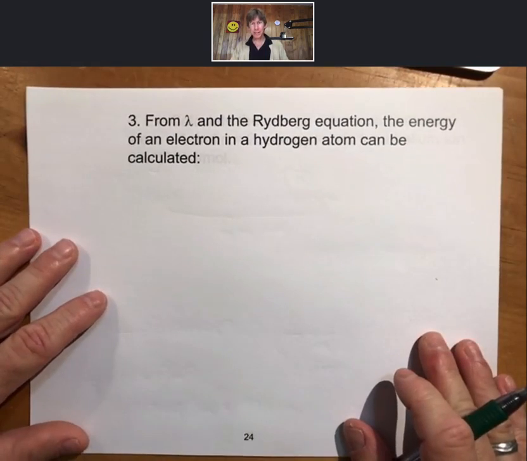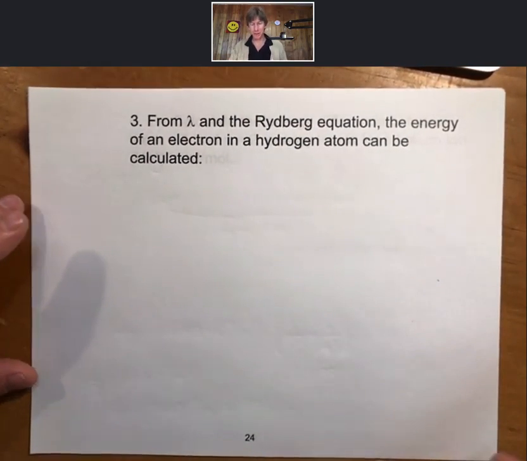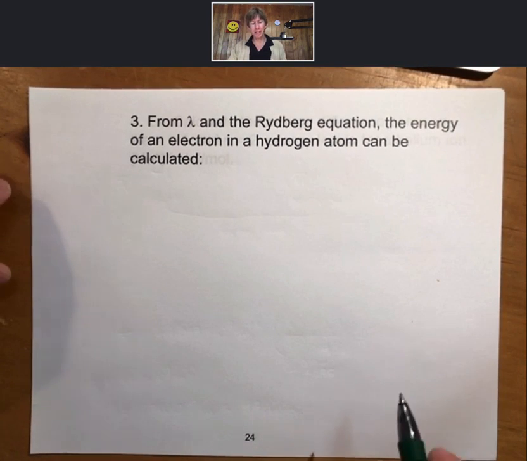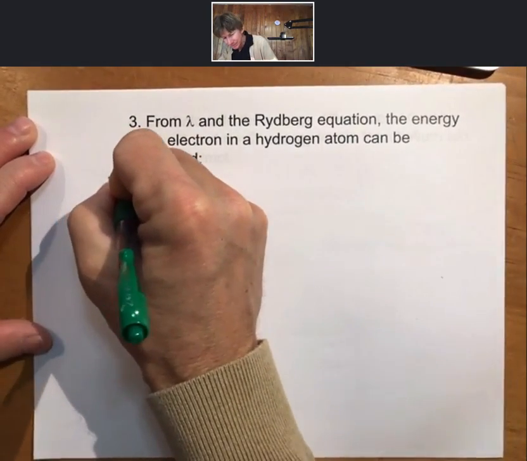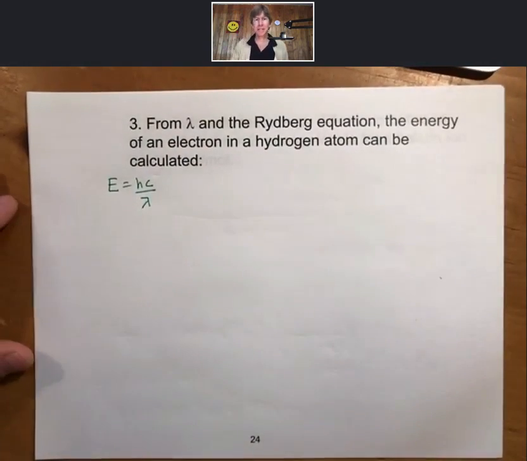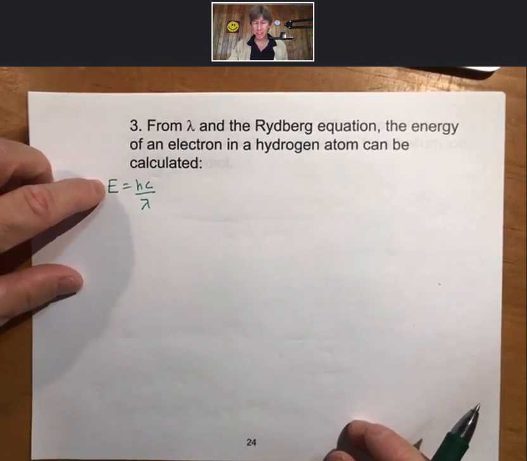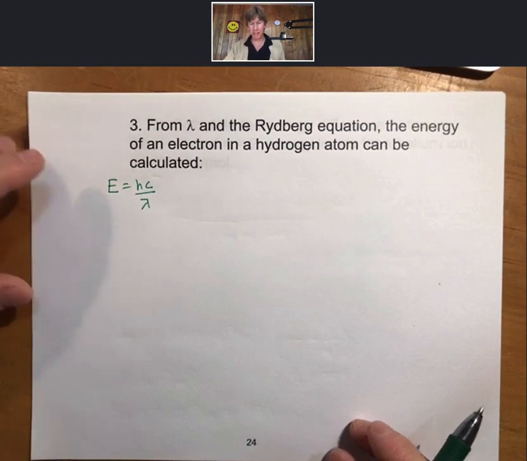This is going to be a companion problem. Oh, sorry, I have to derive another equation for you first. It says, from wavelength in the Rydberg equation, the energy of an electron in a hydrogen atom can be calculated. So in a previous lecture outline, we put together an equation where energy equals Planck's constant times the speed of light over wavelength.